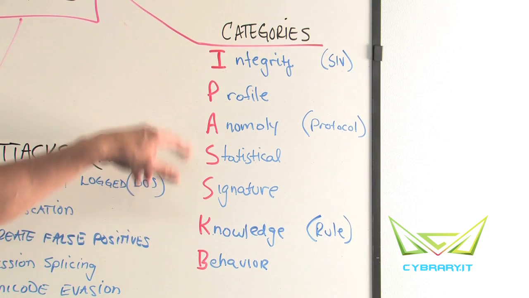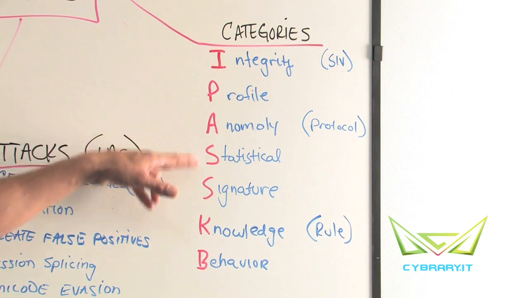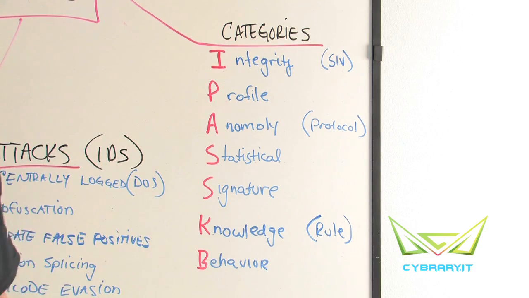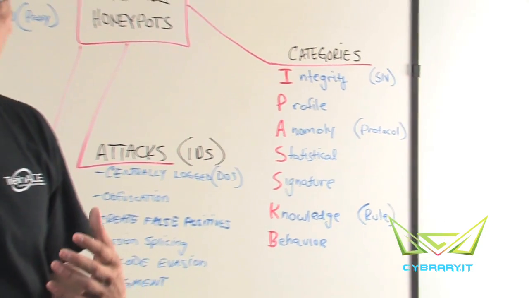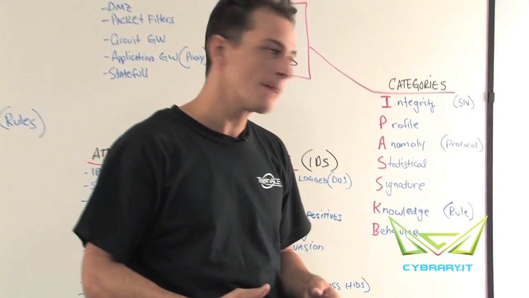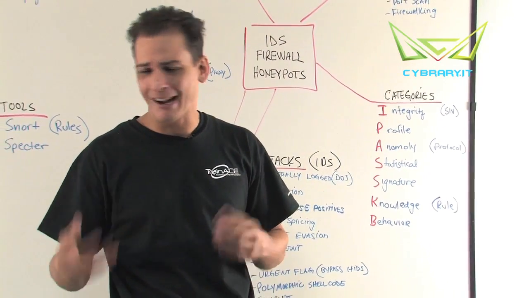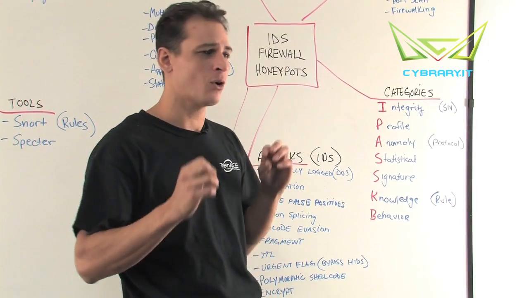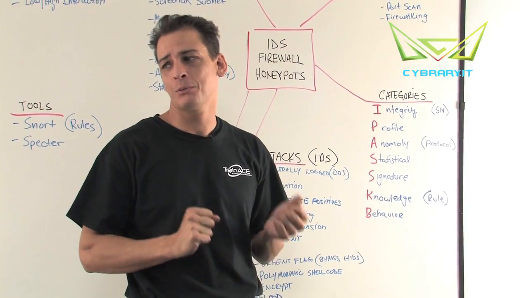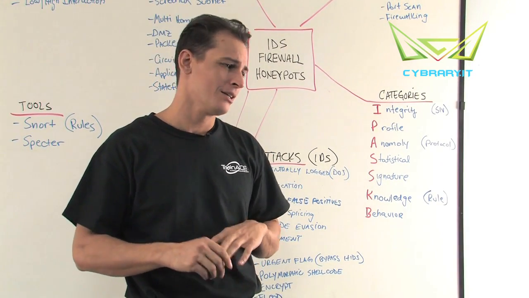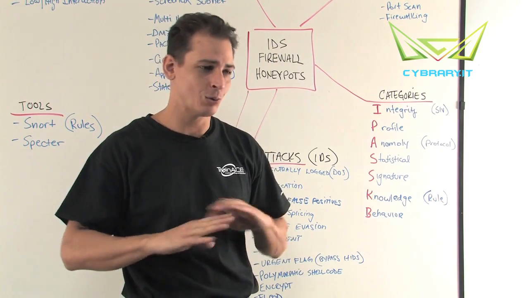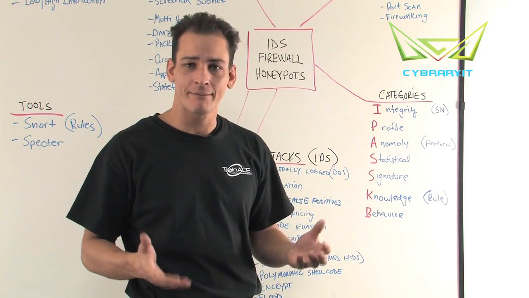The third category would be profile, anomaly, statistical, and behavior. Now, these are realistically different words for the same thing. Okay, the different engines have been pioneered over the years. Some people call it profile analysis, some people call it anomaly analysis, some people call it behavior analysis, whatever. It's realistically the same thing.